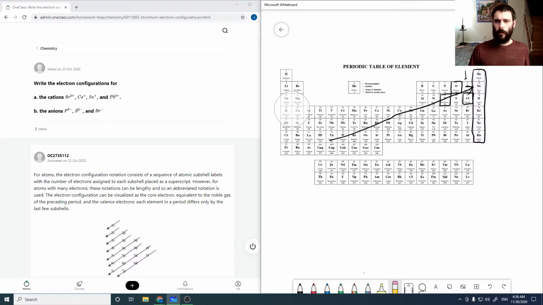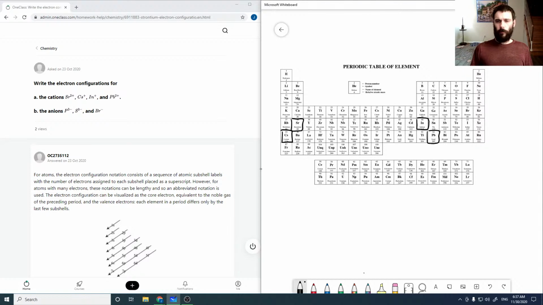All right, and so for my second question here, it wants to write the electron configuration for a few cations and a few anions. Specifically, these are quite deep in the table here. So strontium is over here. Cesium plus is here. Indium is over here. And lead is down here.